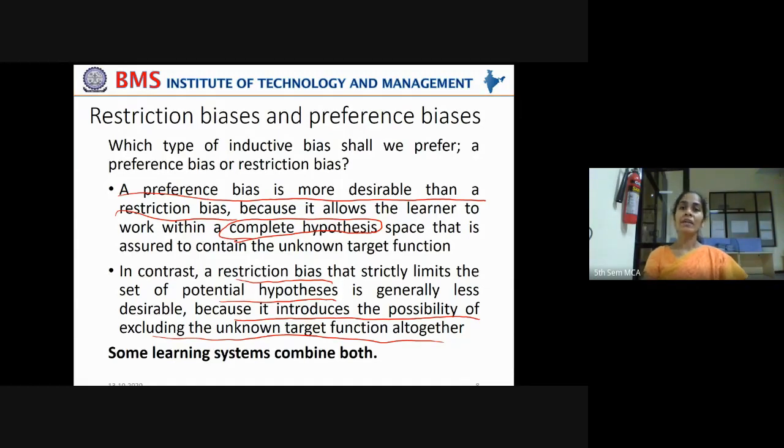That is why decision trees perform better when compared to the candidate elimination algorithm or the Find-S algorithm, right? But some learning systems combine both of them. As you go on with advanced machine learning models, they combine both of these biases. They may have restriction biases as well as preference biases, based on the context. That will be covered in later chapters once you understand the core concepts.